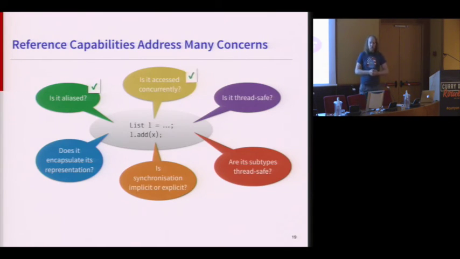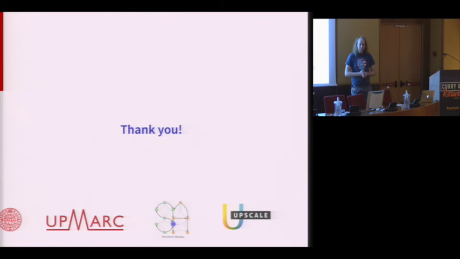So it turns out that using reference capabilities, we can answer many of these questions. And the modes capture the programmer intent as to why an object is thread safe, and through their composition we can see how we can apply parallelism in a safe way to these things. And we're very much looking forward to continue exploring this style of programming. Thank you very much.